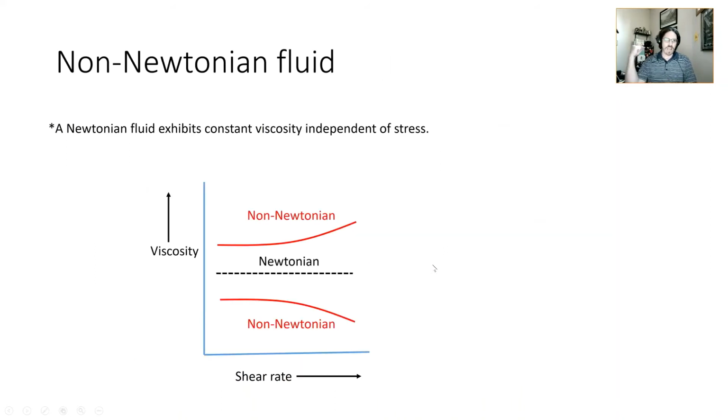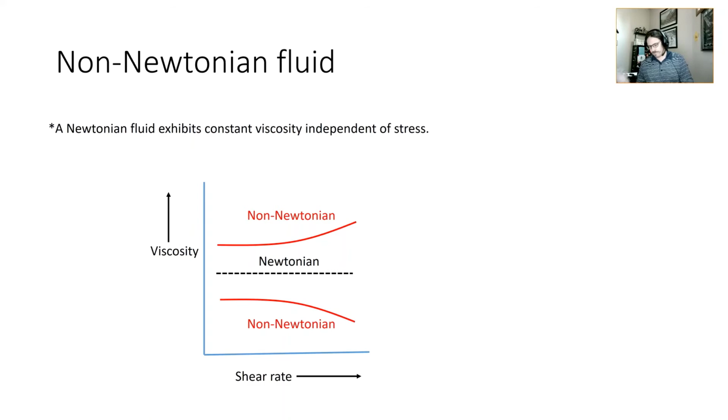If we look at a non-Newtonian fluid, and I'll throw in another definition of a Newtonian fluid, where a Newtonian fluid exhibits a constant viscosity independent of stress. If I look at a non-Newtonian fluid, and we can compare the two, the viscosity is going to change with a change in shear rate, basically. And for a Newtonian fluid, it should remain pretty much constant. That's the definition of a Newtonian fluid.